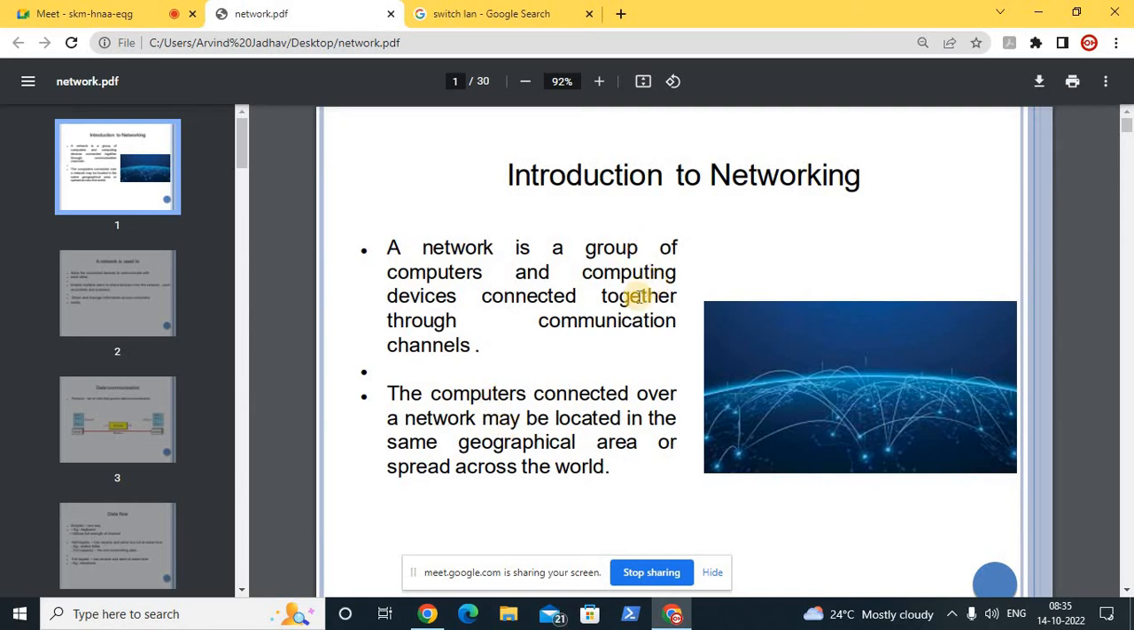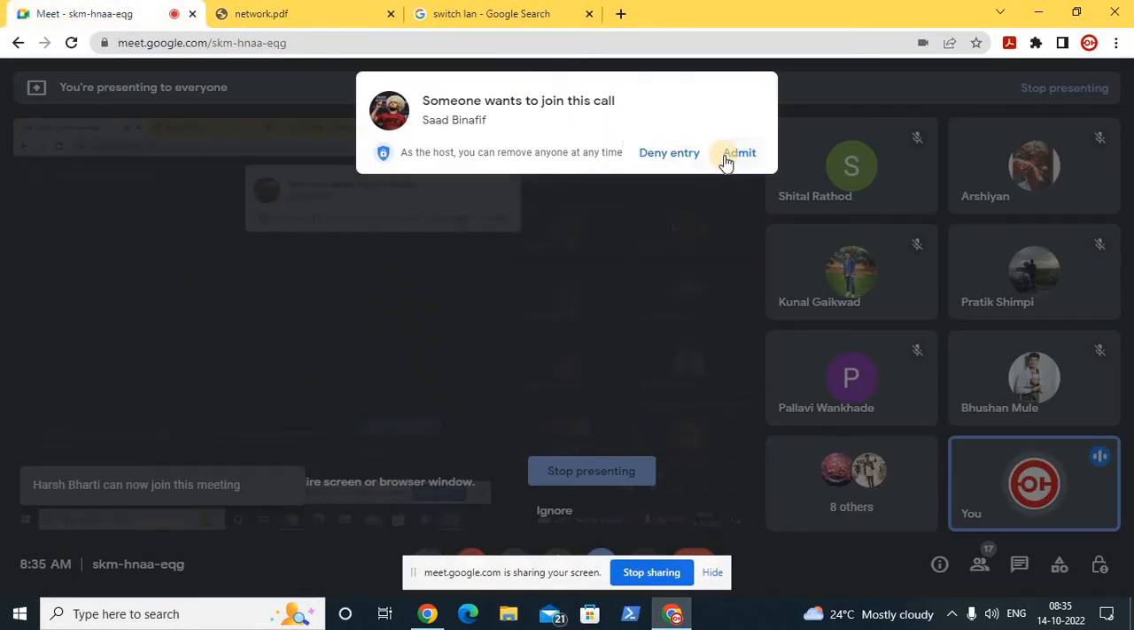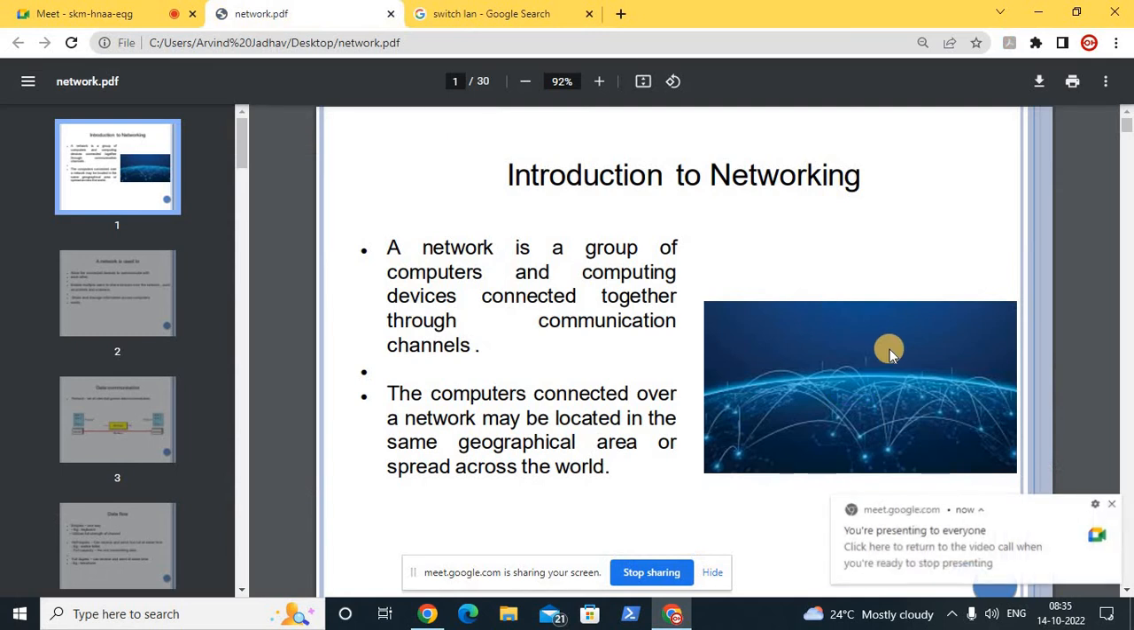Okay, make a note of that. What is the network? Basic definition. If someone asks what is the network, then just specify the definition. A network is nothing but a group of computers connected with each other for doing communication. That is the basic definition of network.